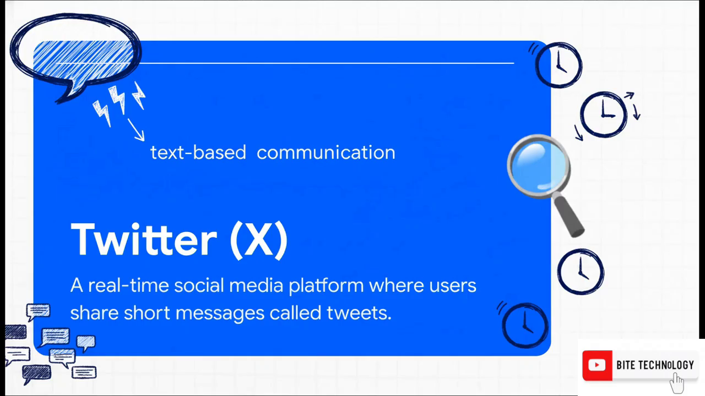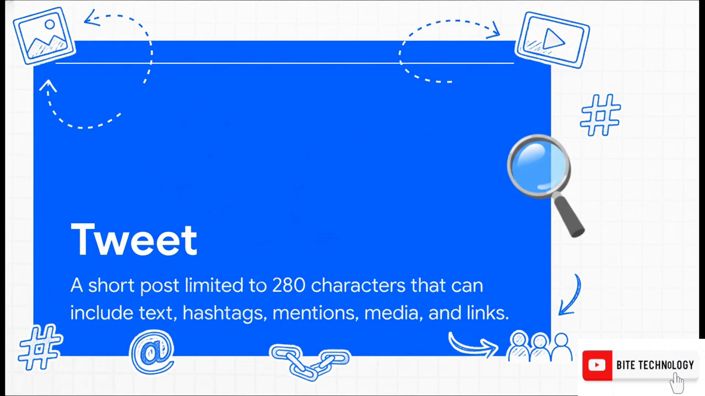At its most basic level, X is what you'd call a micro-blogging platform. But I think a better way to think about it is like, it's the real-time pulse of the planet. It's where stuff happens as it's happening, all built around these super short, mostly text-based messages. And the heart of it all? It's the tweet. Yeah, it's just a tiny post, capped at 280 characters.